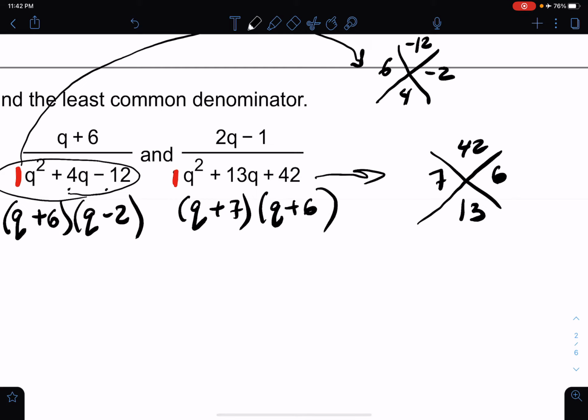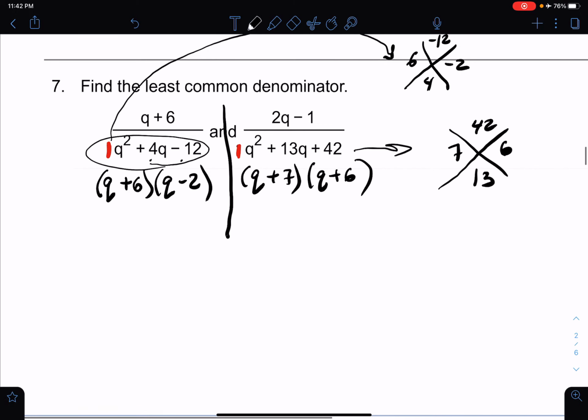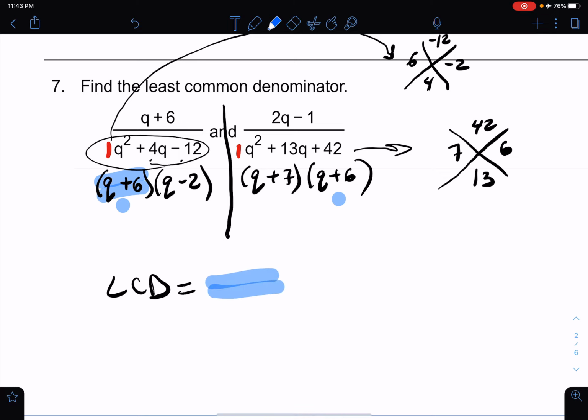So now, remember, let's put a little wall in between them. We have to find the least common denominator here, the LCD. Looking through the unique pieces, I see there's a q plus 6 here and here, but you only need one to do the job. When I put in this q plus 6, that will work for both. So don't put in 2. That part of the denominator, q plus 6, will work for both.